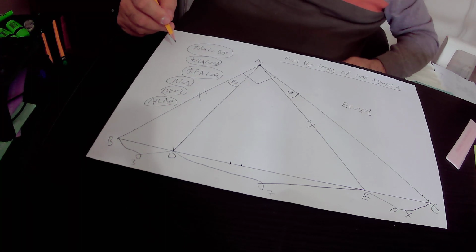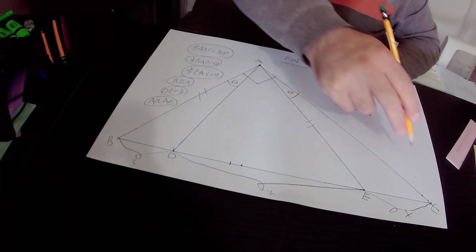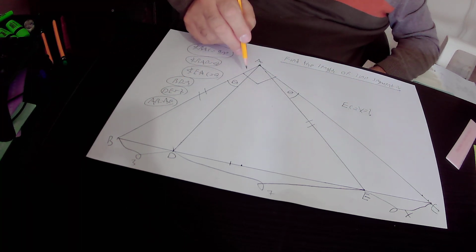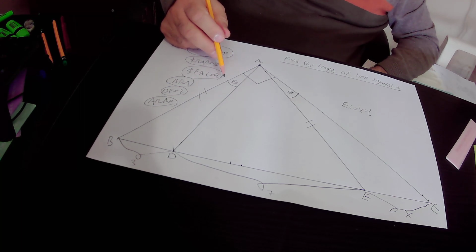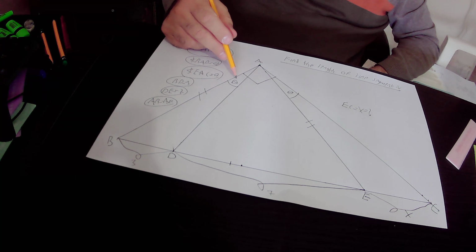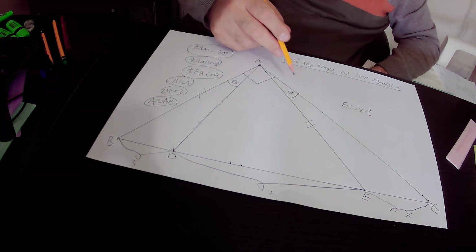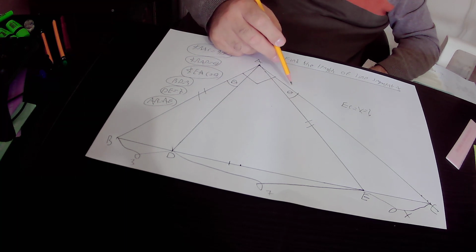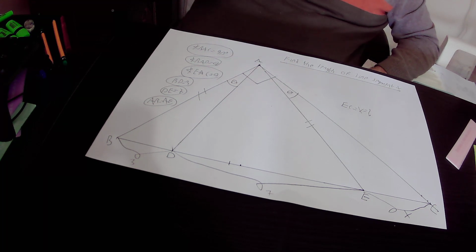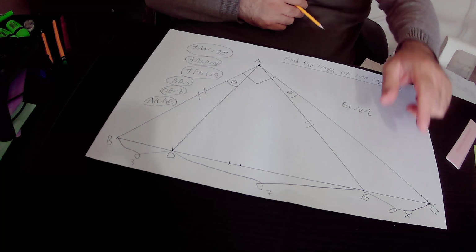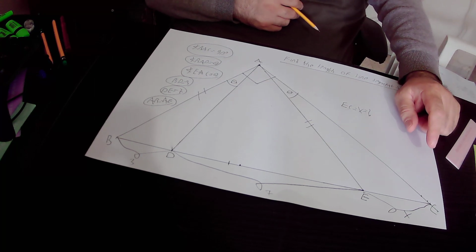And we also know that angle BAC, this angle is a right angle, it equals 90 degrees. Angle BAD, this angle equals theta. And also angle EAC, this angle is also equal to theta. And we want to find out the value of line segment EC that equals X.